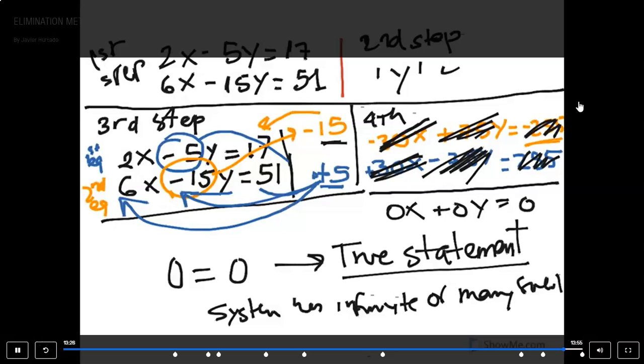That means that, for example, let's suppose that my first equation is aligned like this, and then my second equation is aligned overlapping my first line. So because they cross each other in many points, they have infinite or many solutions, okay?